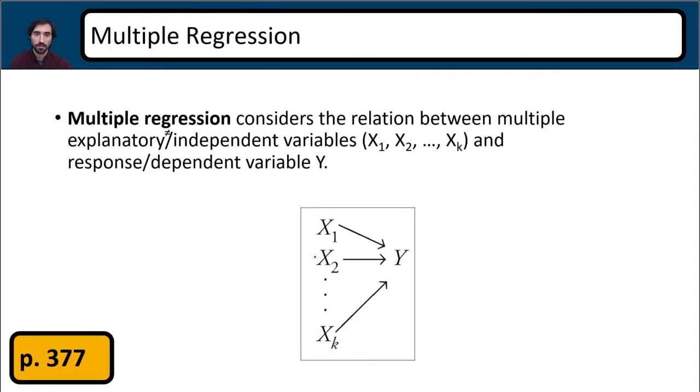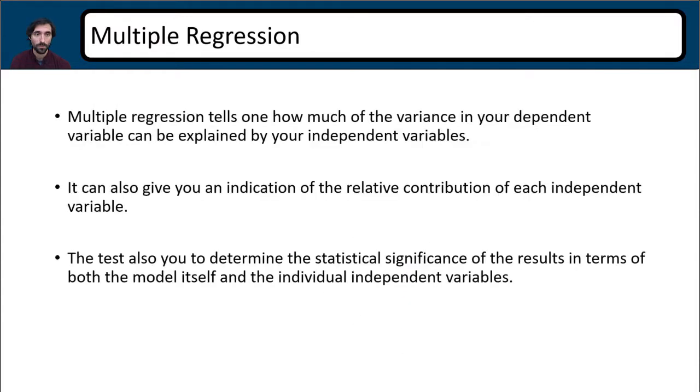And again, we're looking at the relationship, but now we're looking at it with multiple x's. So this could be just a laundry list of things that could predict what y is. This is used a lot to find different combinations of variables that might be able to explain our y. So it tells us, one, how much of the variance in the dependent variable can be explained by the independent variables. It can also give you an indication of the relative contribution of each independent variable. This is really nice. And it will also determine the statistical significance of the results in terms of both the model itself and the individual independent variables.